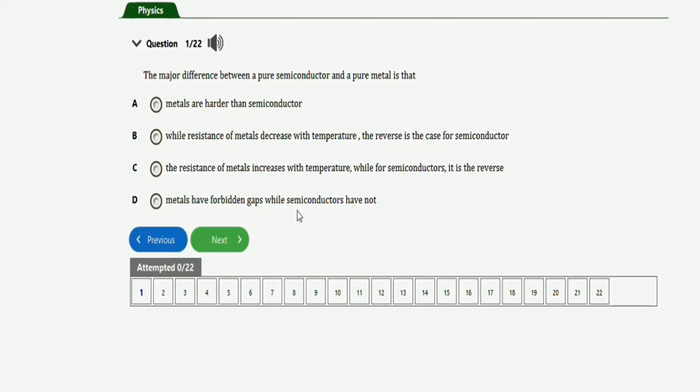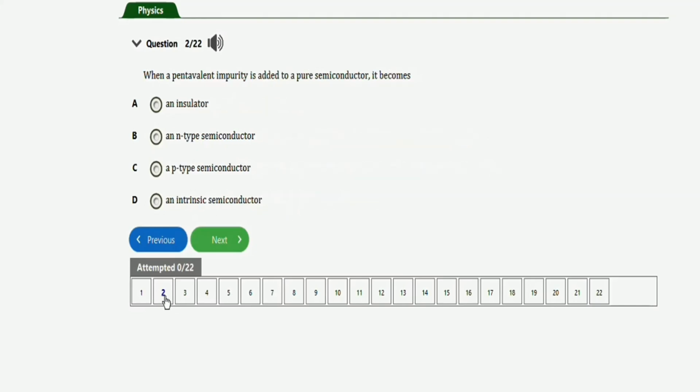Alright. Next repeated question will be this one. It says when a pentavalent impurity is added to a pure semiconductor, it becomes an insulator, an N-type semiconductor, a P-type semiconductor, an intrinsic semiconductor. So the right option is option B. It becomes an N-type semiconductor.